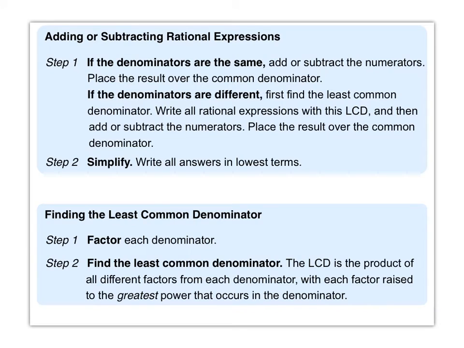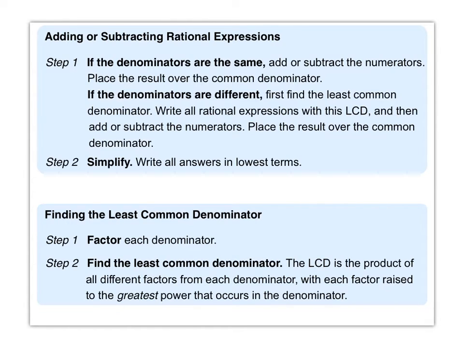Now, adding and subtracting rational expressions is given on this slide as a two-step process. If the denominators are the same, you add or subtract the numerators, and place the result over the common denominator. If the denominators are different, first find the least common denominator, write all rational expressions with this LCD, and then add or subtract the numerators. Place the result over the common denominator. And step 2 is simplify. Write all answers in lowest terms.